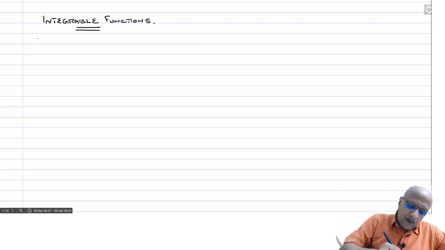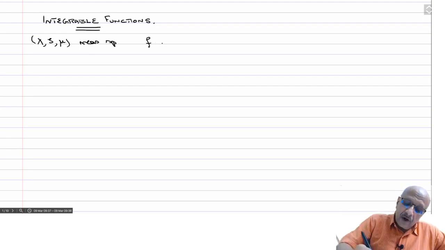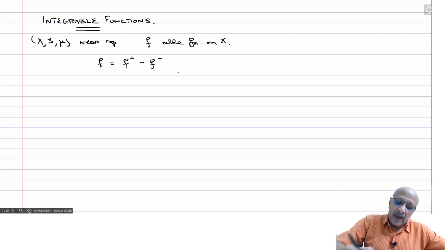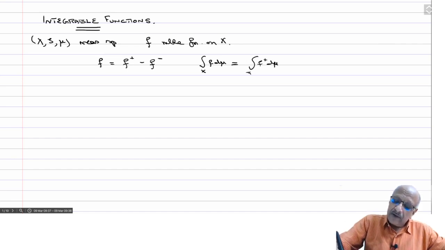Take X, Σ, μ a measure space, and you consider f a measurable function on X. Okay, so now we can of course write f as f plus minus f minus, the positive and negative parts, and since each of these is non-negative and you expect the integral to be linear, therefore the only possible definition you can give is integral f dμ over X equals integral f plus dμ over X minus integral f minus dμ over X.